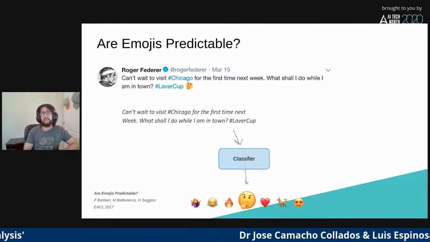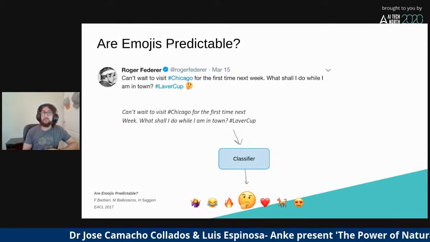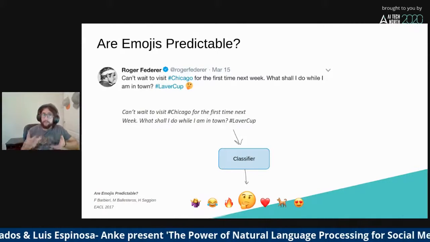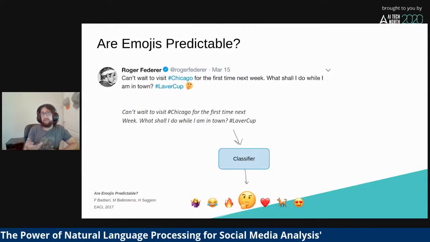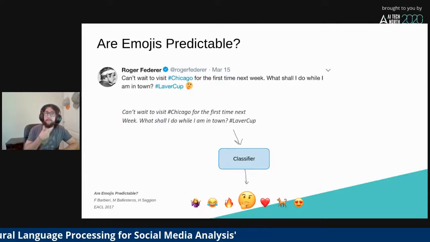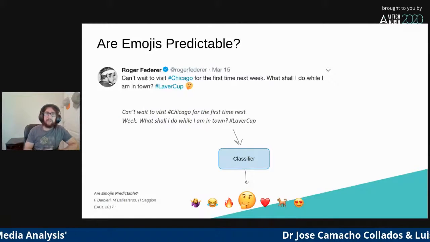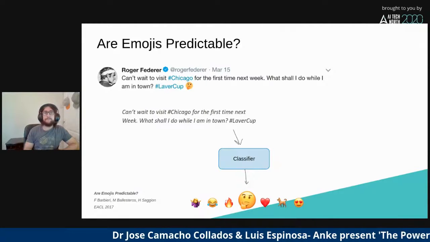And as we can see in this slide, the use of emoji is sometimes also used to express the inner workings of the brain of the person tweeting. In this case, Roger Federer has this doubtful emoji being used. And we have verified that it's actually possible to predict emoji.